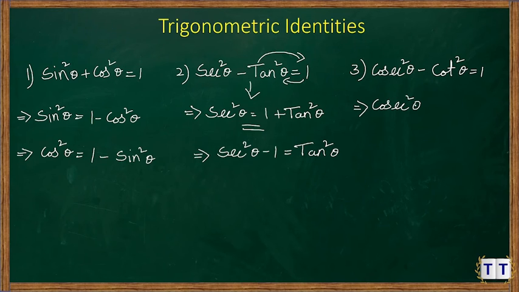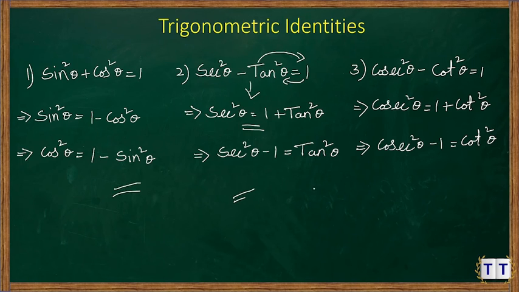Okay, the third identity we can reframe as cosecant square theta equals 1 plus cot square theta. And this we can write as cosecant square theta minus 1 equals cot square theta. Okay, so you can reframe the identities like this also.